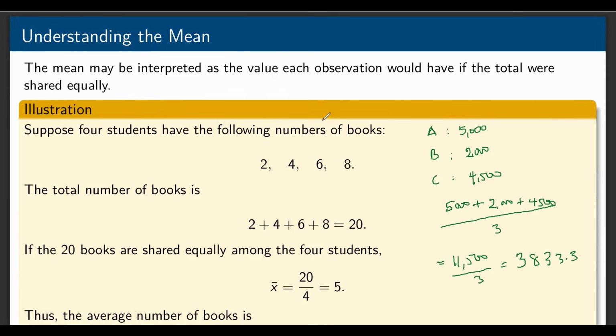Suppose 4 students have the following number of books: 2, 4, 6, 8. The total number of books is 2 plus 4 plus 6 plus 8 equals 20. If the 20 books are shared equally among the 4 students, X bar is equal to 20 divided by 4, which is the number of students, and that gives us 5. So the average number of books is 5. Each student will have 5 books.